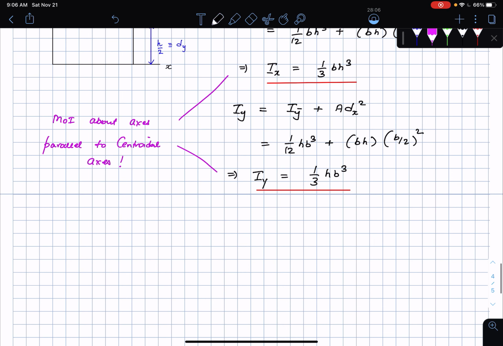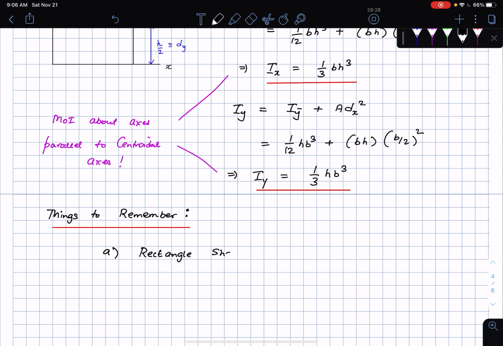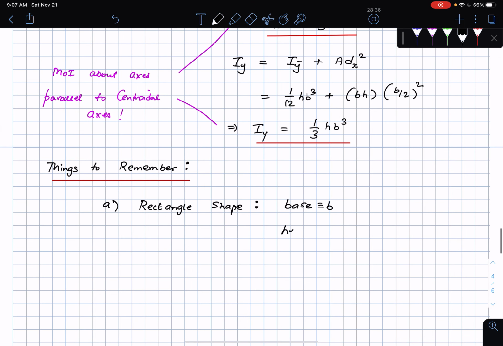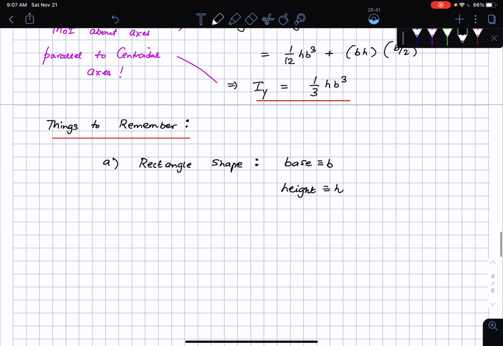Okay, things to remember now. Essentially these are the things that you'd want to remember if you have to use the concept of moment of inertia. Rectangular shape: the base is b, the height is h, and the area is base times height, of course, b times h.